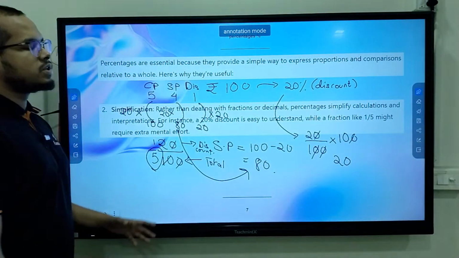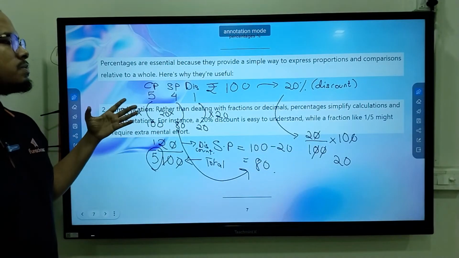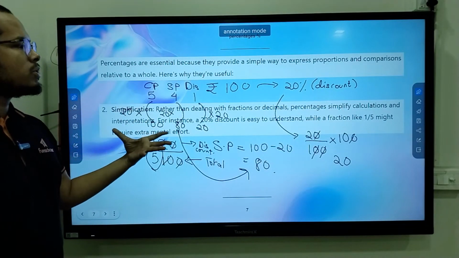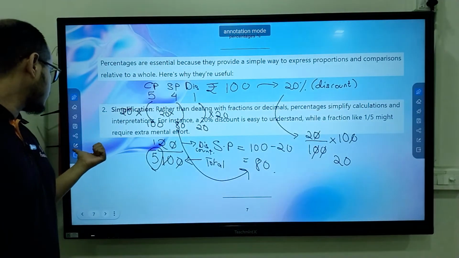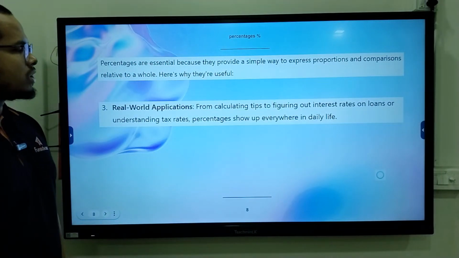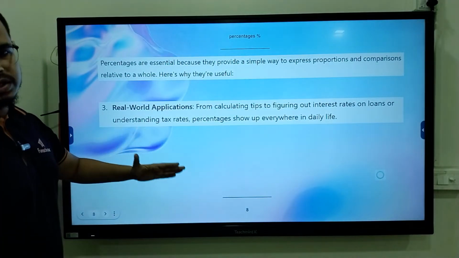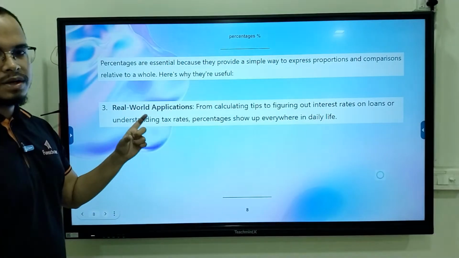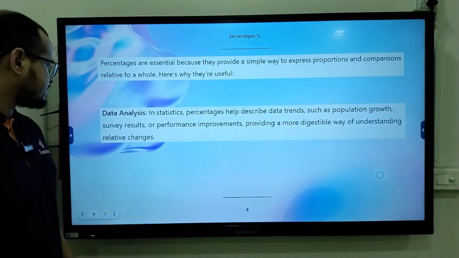If this ratio method is difficult for you to understand, let's stick to the common method. Then I'll explain an entire video about the ratio method, how to use ratios to solve percentages. Next, real world application: from calculating tips to figuring out interest rates on loans, like simple interest, compound interest, everything. The rate is actually a rate percentage, right? So here also percentage is going to be used.